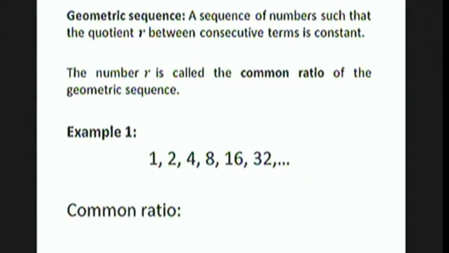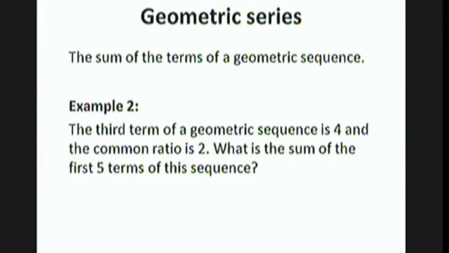First, recall that a geometric sequence is a sequence of numbers such that the quotient r between consecutive terms is constant. And this number r is called the common ratio of the geometric sequence. So, for example, in this sequence, 1, 2, 4, 8, 16, 32, and so on, the common ratio is 2 divided by 1, which is 2. A geometric series is the sum of the terms of a geometric sequence.